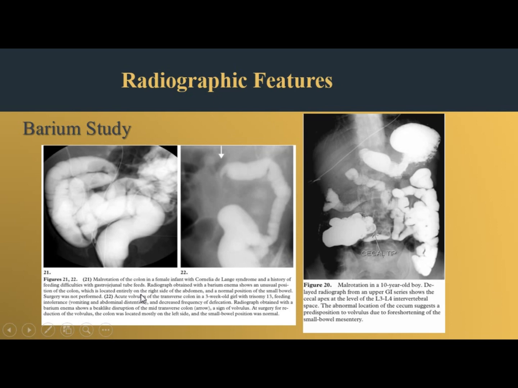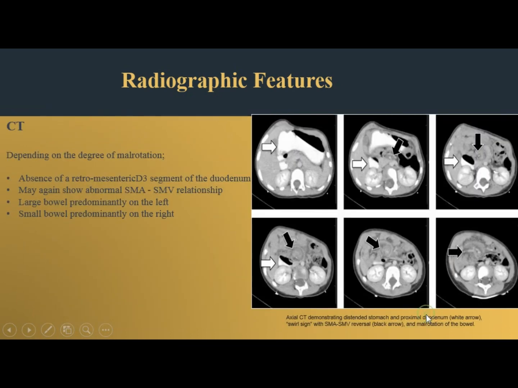Again, we see that the large bowel is on the left side. This is the rectal enema, and we see all the large bowel on the left side, which is basically the same as malrotation. Next, please. Okay, CT. Same findings as in the abdominal ultrasound.